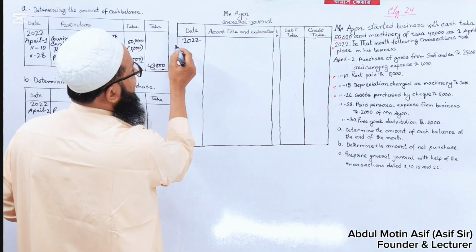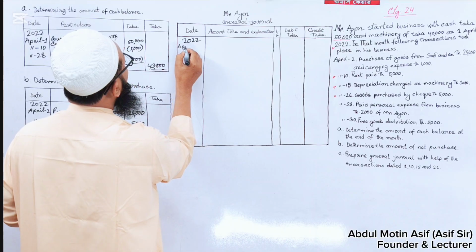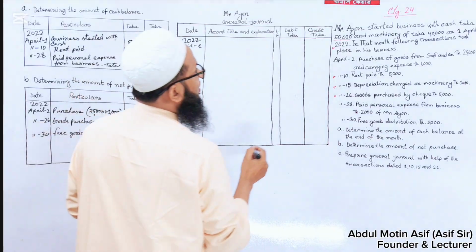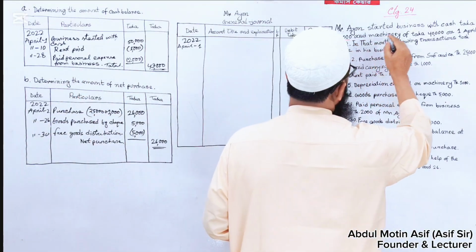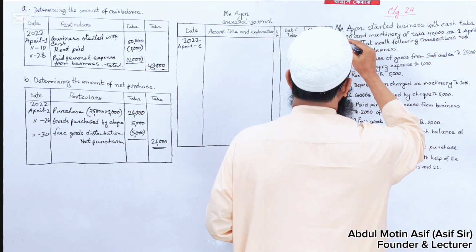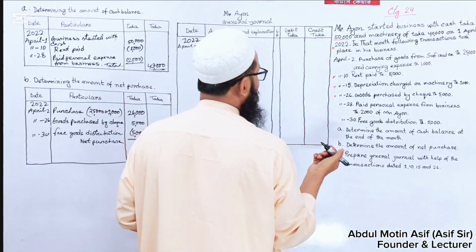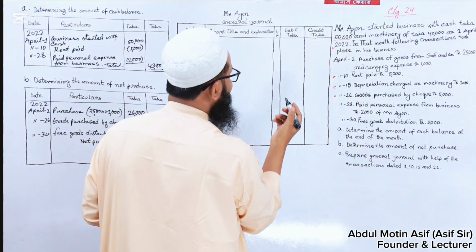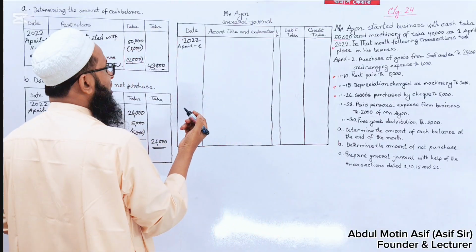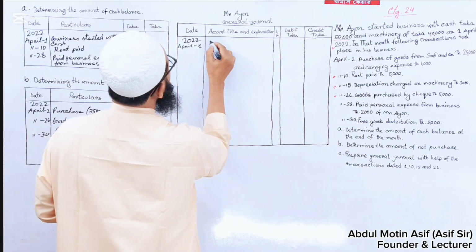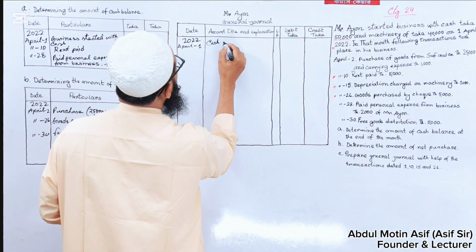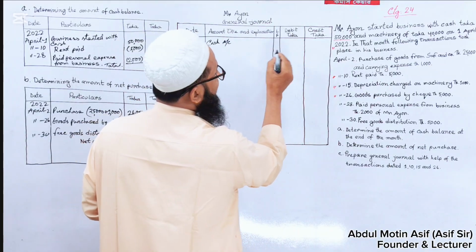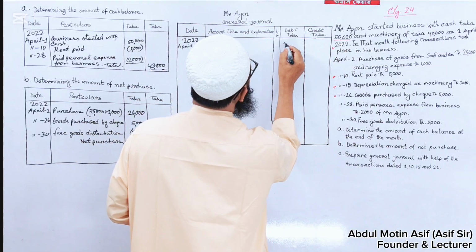2022, April 1. Mr. Oyon started business with cash taka 50,000. Cash came into our business. For that, cash asset increases, always debit. For that, cash account debit, debit taka 50,000.